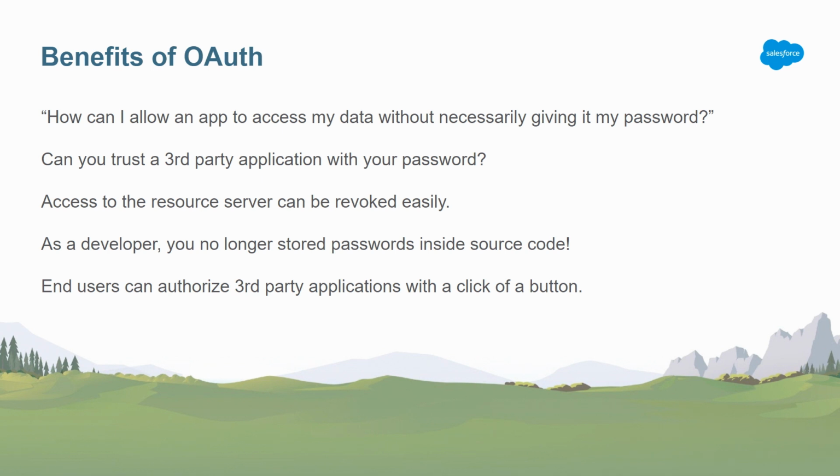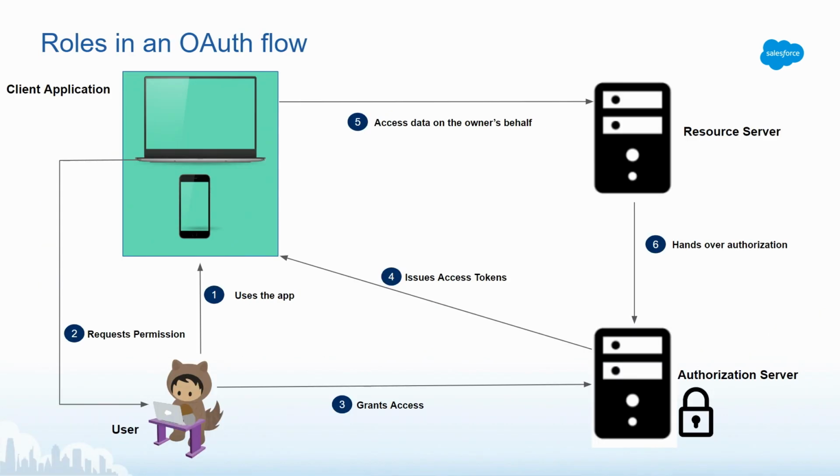With OAuth, access can be given and can be revoked just as easily. Also, for all of us developers here, we don't have to put our passwords in our config files or in our code because OAuth takes that away from you. And finally, as an end user, you have a choice. In the OAuth flows that give you a choice, you can actually allow and deny with the click of a button. So these are some of the key benefits of OAuth.